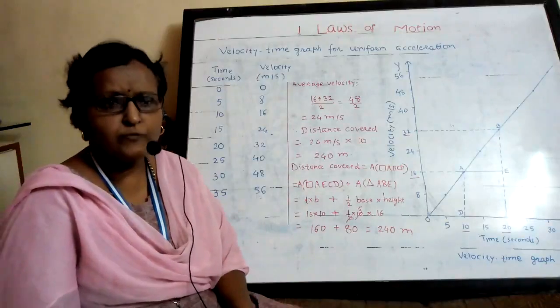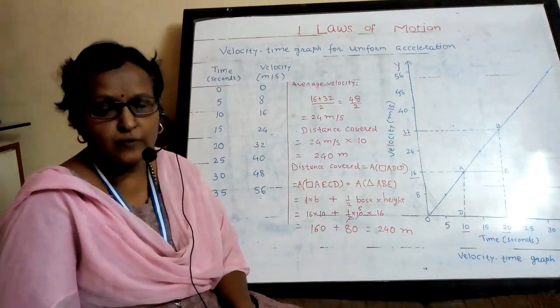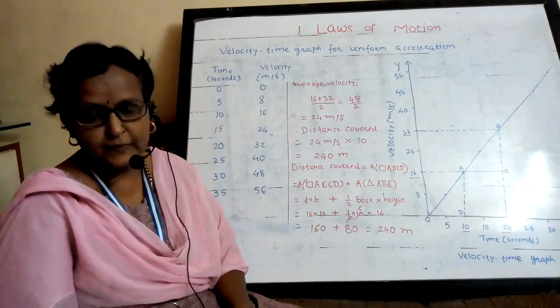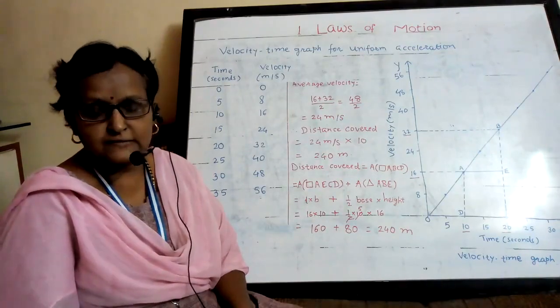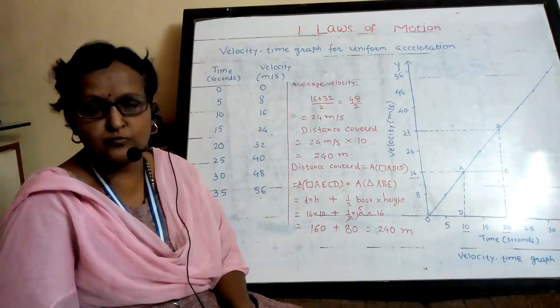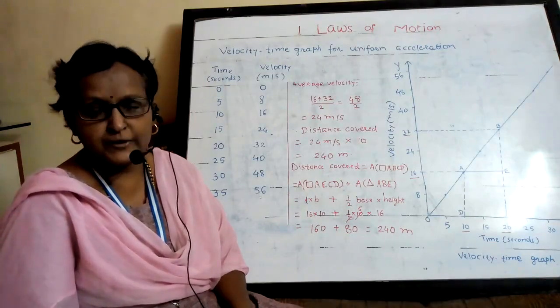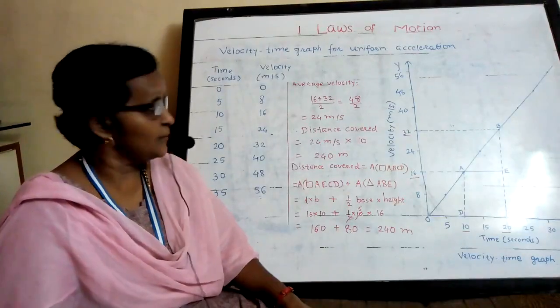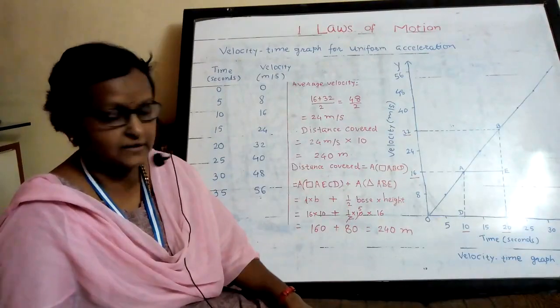Yesterday we saw the velocity time graph for uniform velocity. We saw the example of a train. The train was moving at 60 kilometers per hour. We saw the example of a car and the example of a train yesterday.